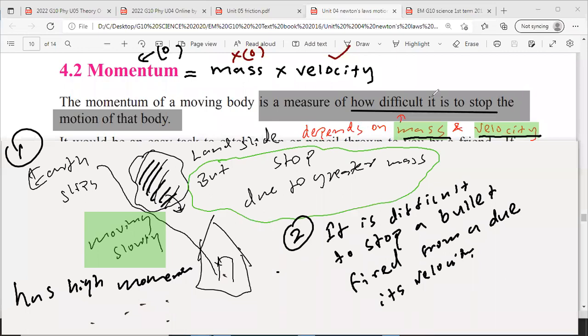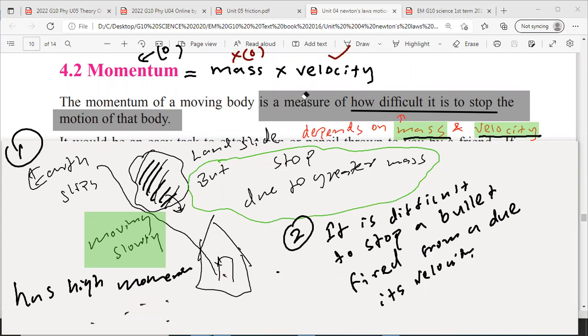Now, initial momentum is what? M into u, where u is the initial velocity: mass into initial velocity is the initial momentum. Final momentum is m into final velocity, m into v. Mass into final velocity is the final momentum. What is the change in momentum?